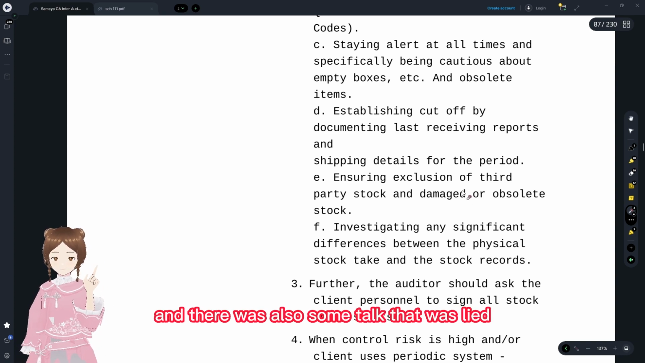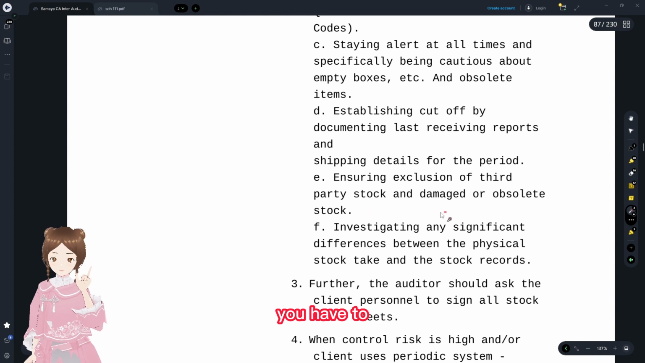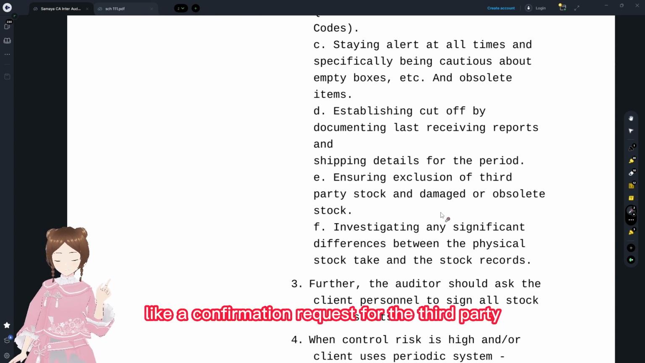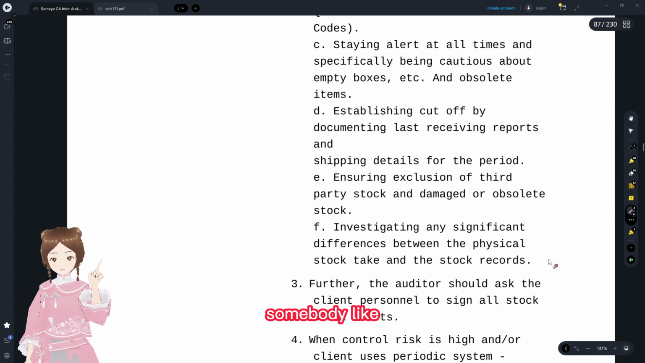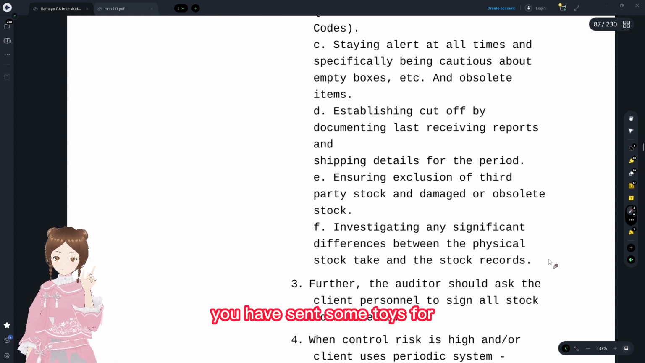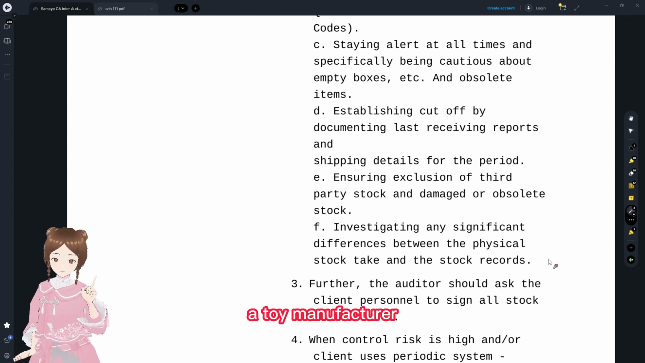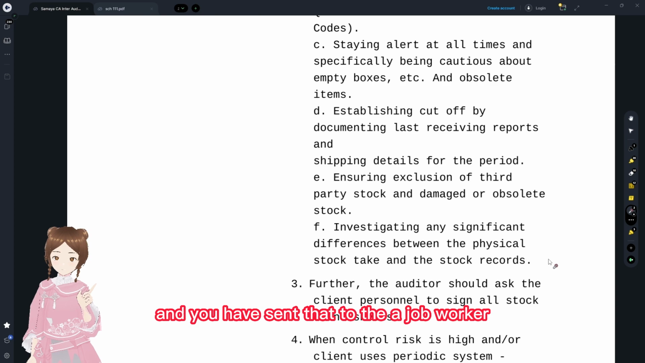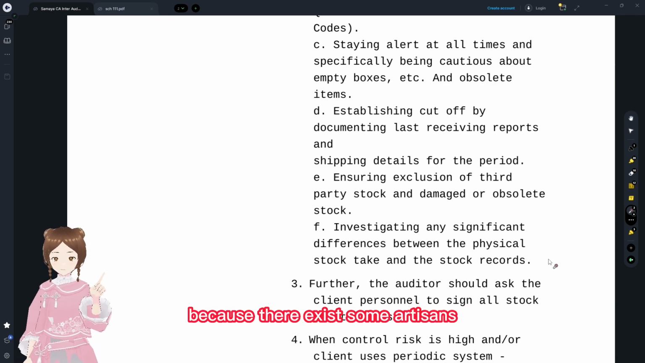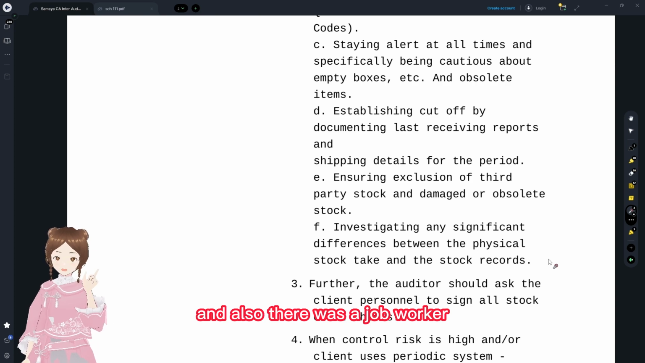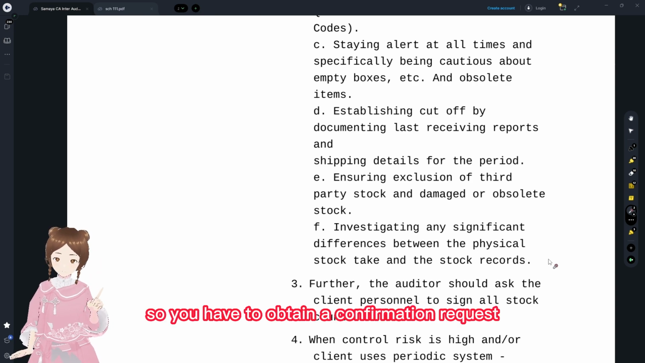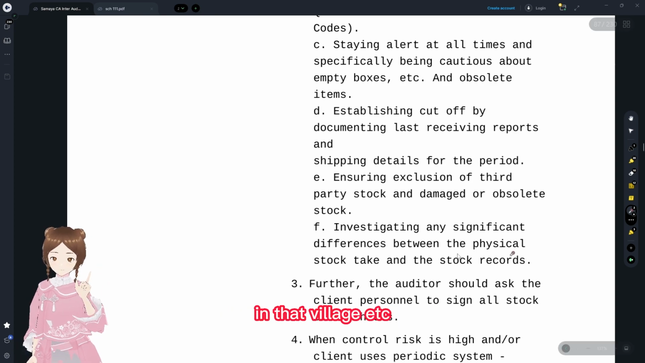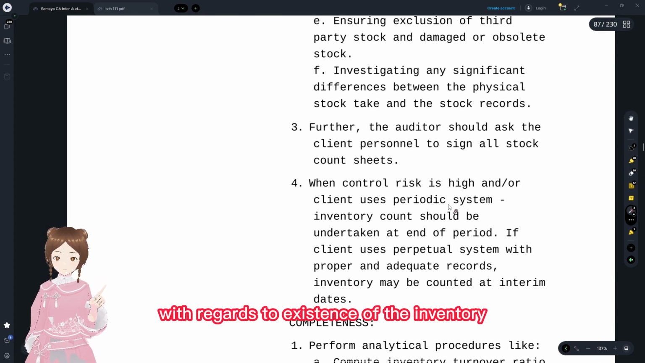And there was also some stock that was lying with a third party. What you have to do is either go and physically verify there, or send a confirmation request to the third party. Third party is somebody like a job worker. Say you are a toy manufacturer making wooden toys, and you have sent them to a job worker to paint, because there exist some artisans in a nearby village. So they were the job workers. So you have to obtain a confirmation request, or you go and physically verify the physical count of the toys that were there in that village, etc. So these were with regards to existence of the inventory.